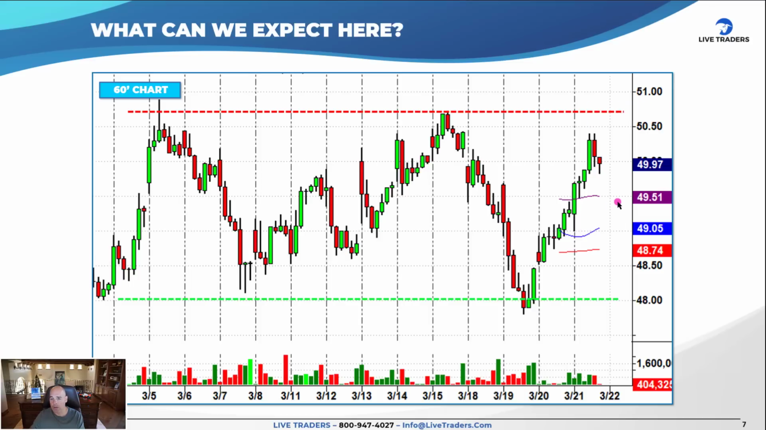If it puts in a higher low, okay, that's not bad. And then if it broke out and pulled back, I'm okay with that too. All right? So those are the three things. But the expectation is that it's going to bang its head off of 50.75 and go lower. That's the expectation here, okay?